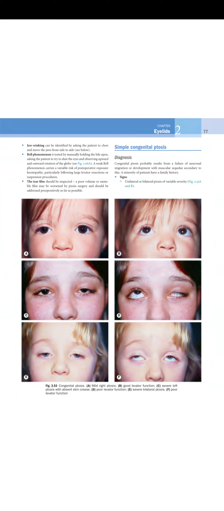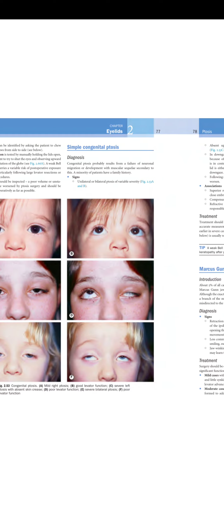So these are the cases of congenital ptosis. A is showing mild right ptosis, B is showing good levator function, C is showing severe left ptosis with absent skin crease, and D is also showing poor levator function. E is showing bilateral severe ptosis, and F is showing poor levator function.